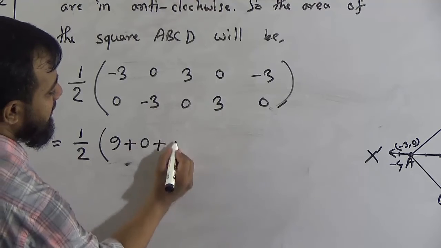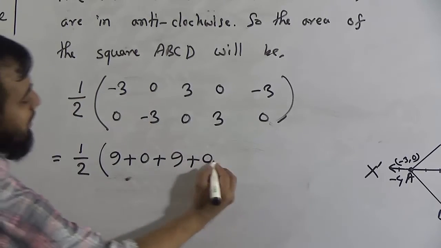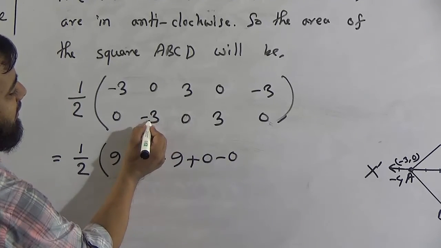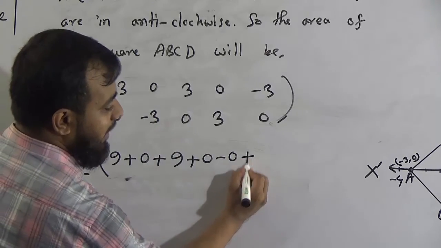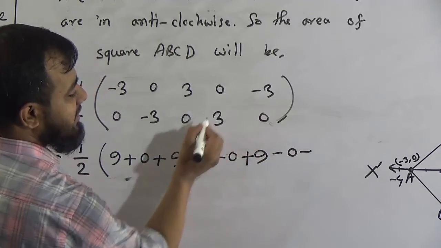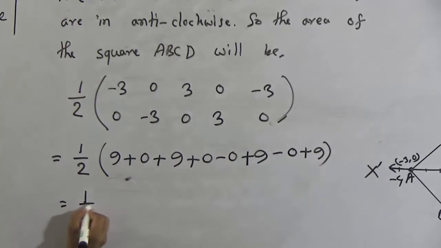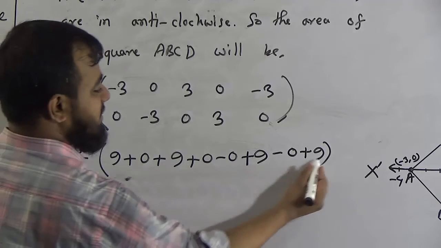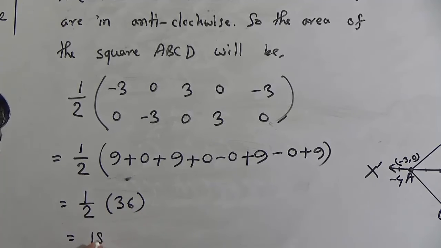Plus 3 3s are 9. Plus 0 0s are 0. Now minus, it will be minus 0 0s are 0, so we can write down 0. 3 times 3 is 9 and the minus 3 will make minus 9, and minus 9 minus 9 will be plus 9. Minus 0 0s are 0. Minus 3 multiplied by minus 3 will be minus 9, so minus 9 will be plus 9. That equals one half into 9 plus 9 plus 9 plus 9. There are 4 9s, it will be 36. Half of it, my students, is 18 square units.